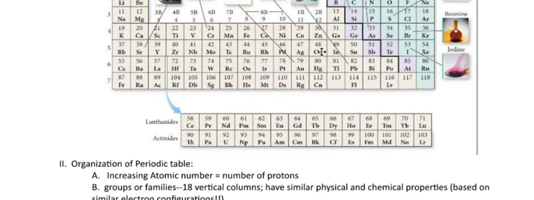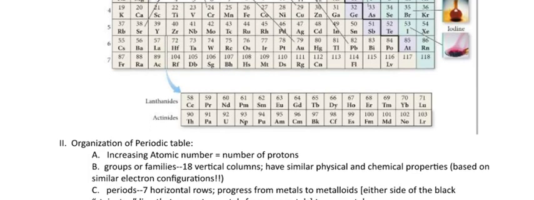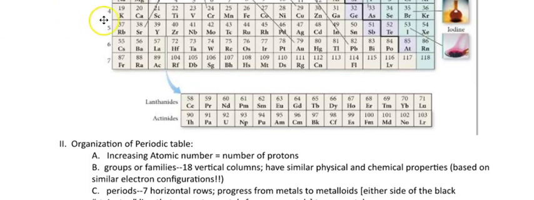Each element has one more proton than the next. We have something called groups or families. There are 18 vertical columns that have similar physical and chemical properties based on why? The similar electron configuration. We'll talk about that later on in the year. What the heck's an electron configuration? There are 7 horizontal rows called periods. You notice that they are marked right here. I have shown here periods 4, 5, 6, 7. What about your lanthanides and your actinides? They follow. Look right here. Lanthanum is element number 57. Cerium is element number 58.